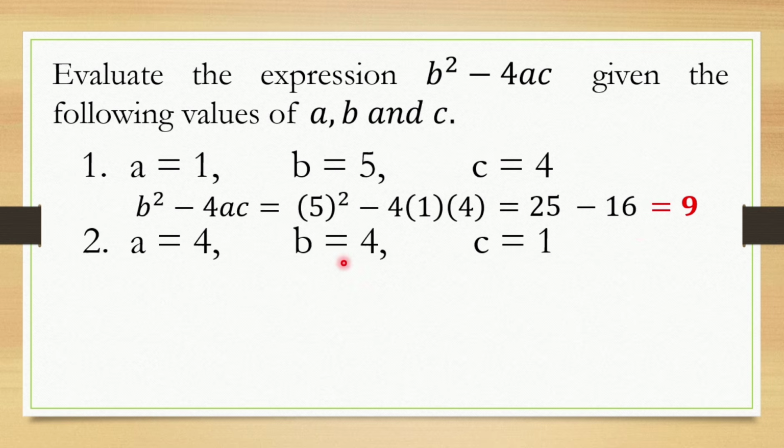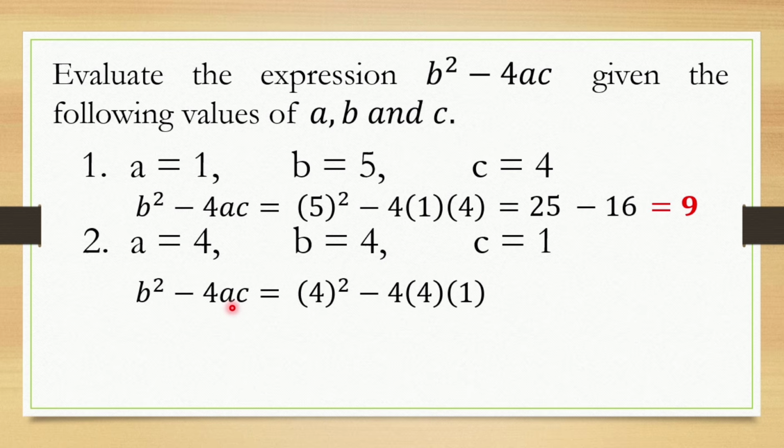Next, I have a is equal to 4, b is equal to 4, c is equal to 1. So let us again substitute the values of a, b, c to b squared minus 4ac. Our b is 4, so we will have 4 squared. Our 4, just copy 4, and then our a is 4, and then c is 1. So we will have 4 squared, which is 16. And then 4 times 4, that is 16, times 1, that is 16. So 16 minus 16 is equal to 0.